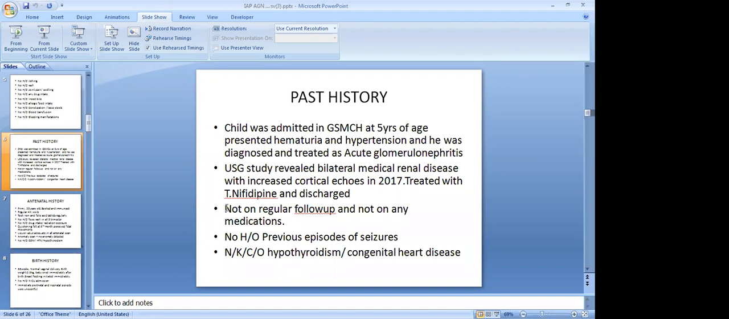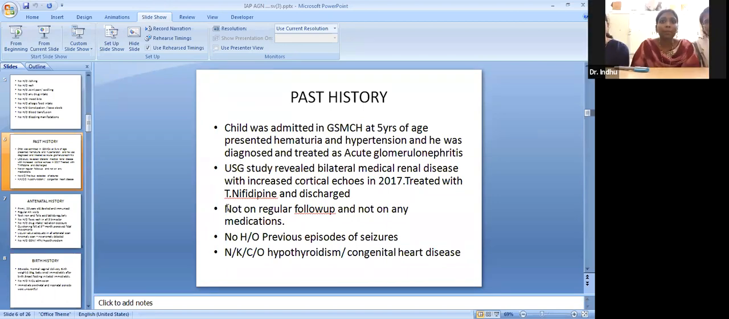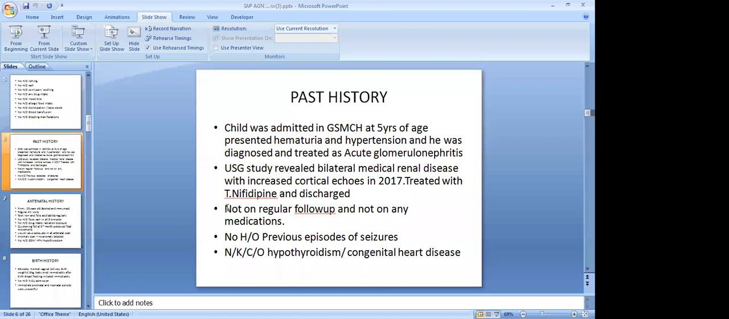Tell me some nephritis with recurrence. Yes, lupus, IgA nephropathy. Yes, very good.